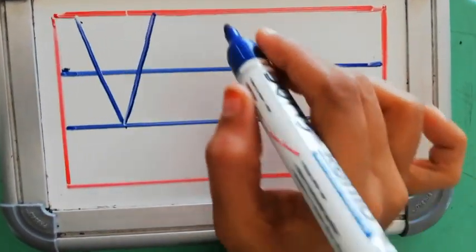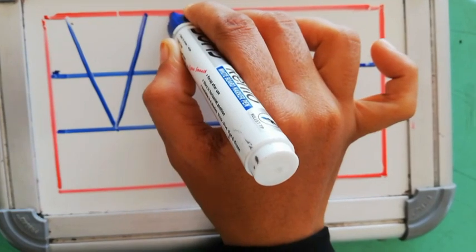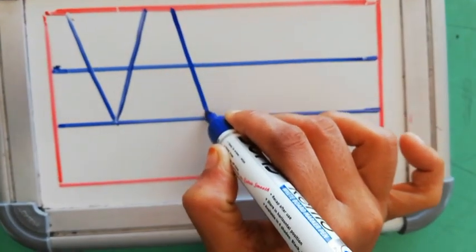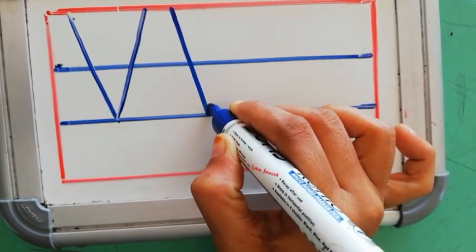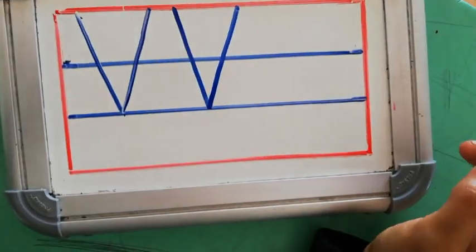Slanting line. First you have to make slanting line from red line to second blue line. Then from second blue line to red line you have to make slanting line.